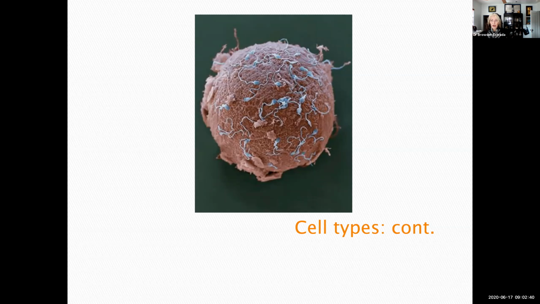Now, these types of cells are not somatic. These are called sex cells or gametes. So this is a picture of gametes. You can see that the ovum is much larger than the sperm. That's always true in mammals.